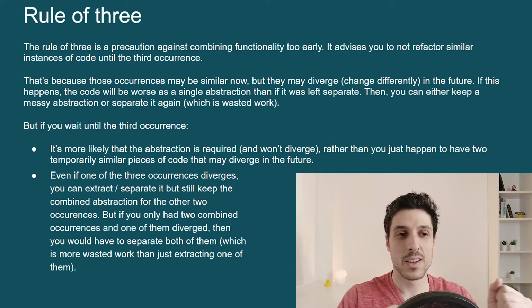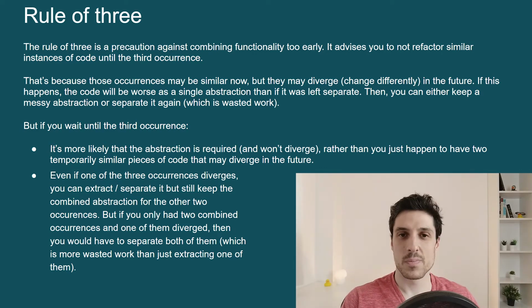Along with that, we also have the rule of three that we need to keep in mind. The rule of three is basically a precautionary principle against abstracting too early. It states that you should be careful of refactoring on the second occurrence. It may be best to wait until you have three occurrences of similar code before you refactor them. And there are a few reasons for this.